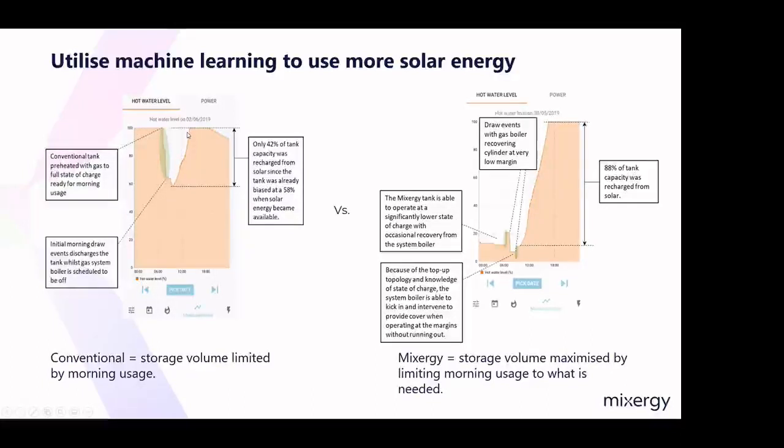generated PV. Using machine learning and reducing the actual amount of hot water created to match need, this Mixergy tank has been able to be charged at 20% for 6 AM. We've had a drop in hot water usage in the morning, but 88% of the tank was able to be recharged from locally generated PV.